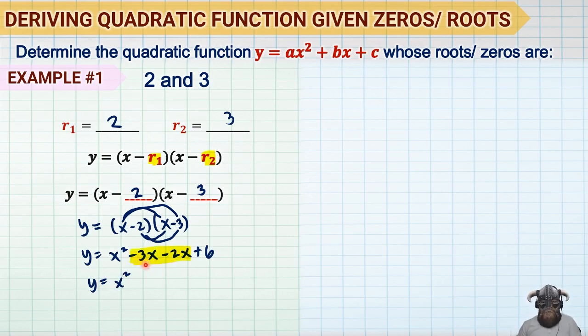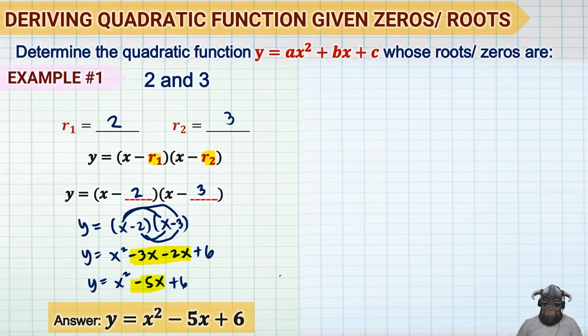So, you have negative 3x minus 2x. So, para lang yan, negative 3 minus 2. That will become negative 5x. So, ito yung magiging sagot dyan. Next, we'll just copy positive 6 or plus 6. So, in that case, the answer for this example is the quadratic function y is equal to x squared minus 5x plus 6. Gets po?